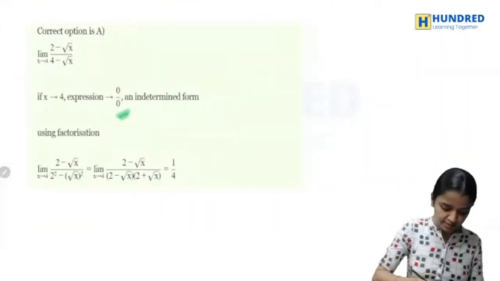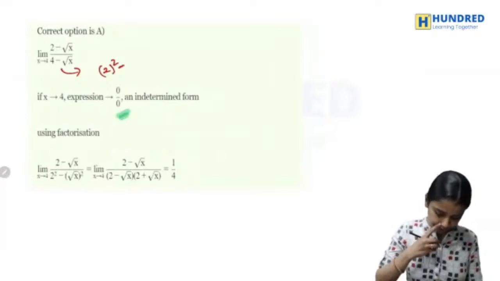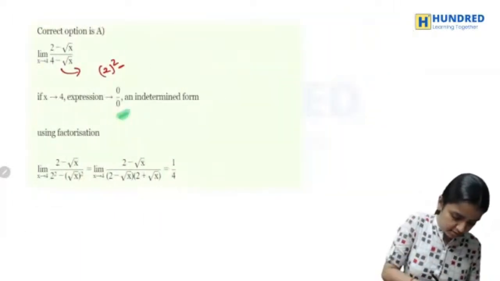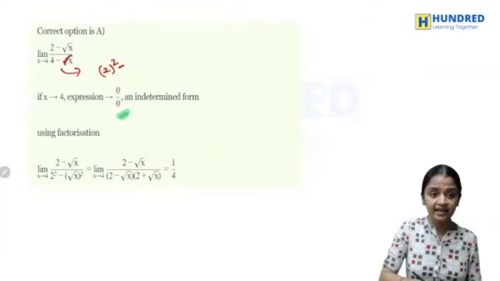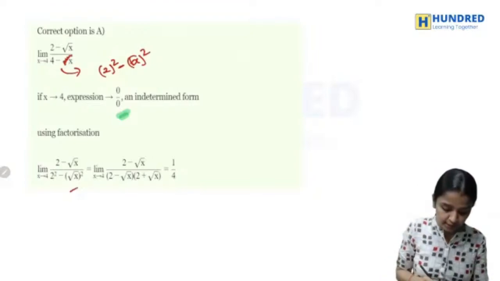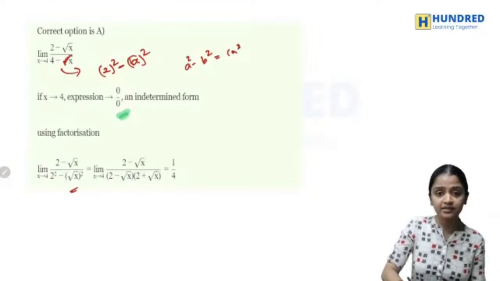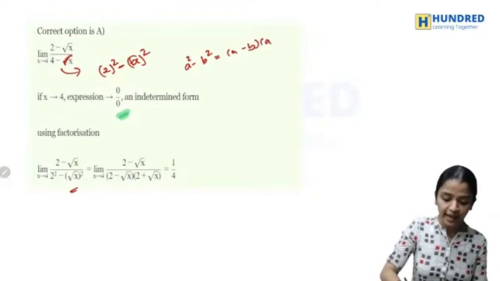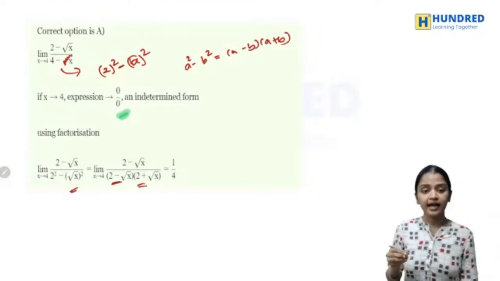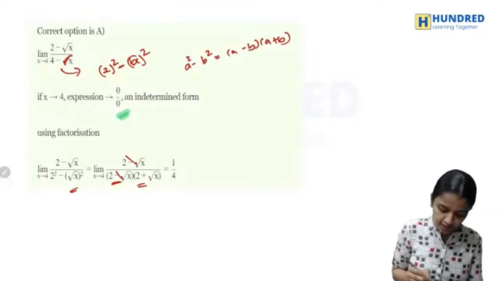So what I'm doing is, I'm just writing 4 as 2 square, and this is x, not root x, this is x. So this x, I'm writing it as root x power the whole square. Okay, so that's how I express this. So this is of the form a square minus b square, which is a minus b into a plus b. Okay, and now basically I am splitting it as a minus b and a plus b. So I'm just cancelling the common terms.